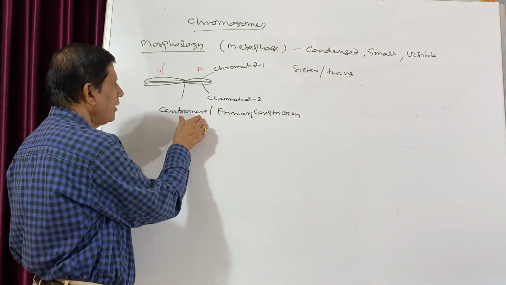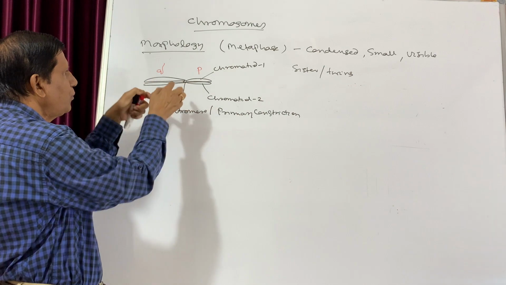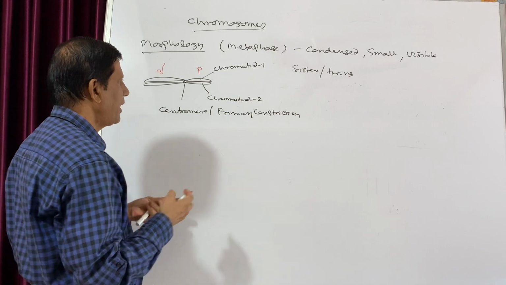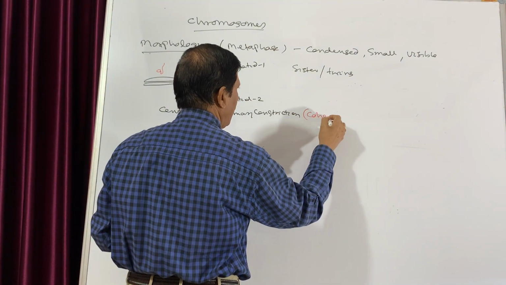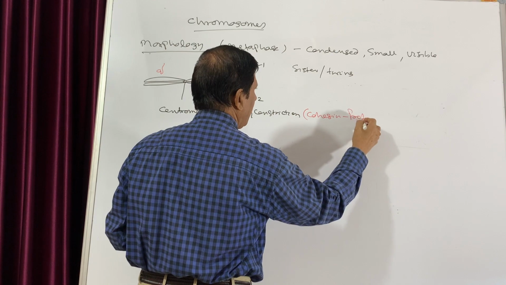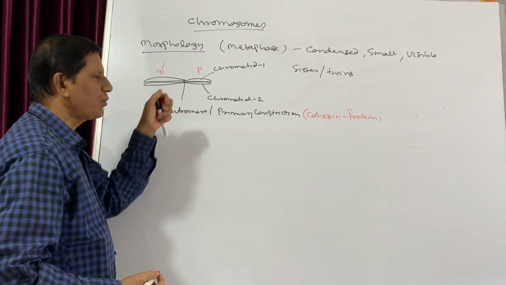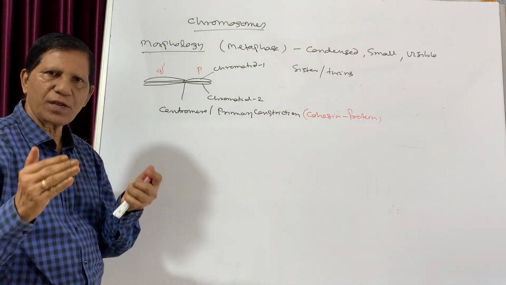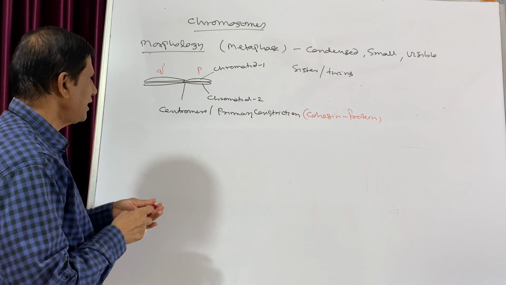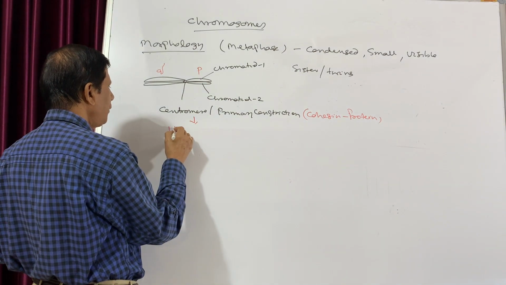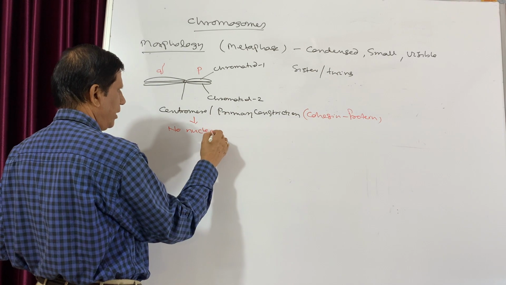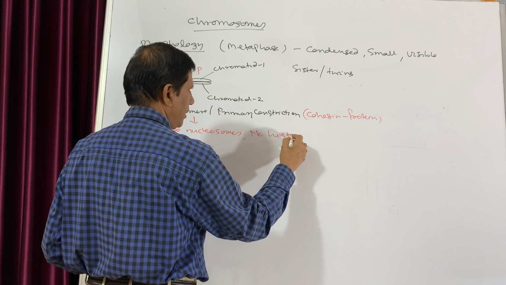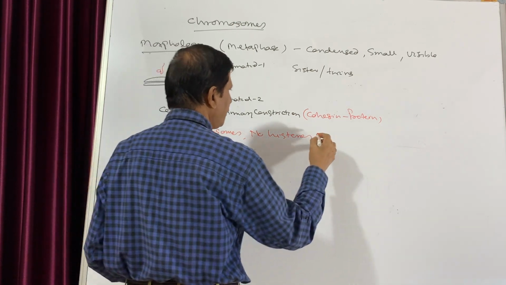Now at the centromere, the two chromatids join together due to the presence of a sticky protein known as cohesin. Cohesin is a protein, and due to this both chromatids are attached together. At this centromere, the primary constriction, there are no nucleosomes, no histones, and it also remains uncondensed.